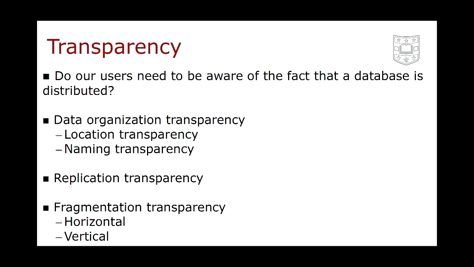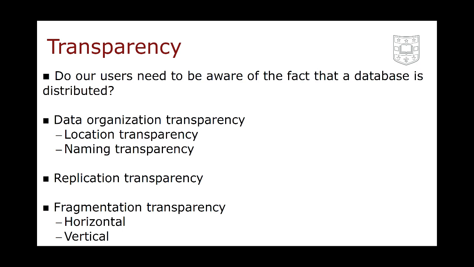So how much do our users know about the fact that the database is distributed? The ultimate goal here is that they don't know anything. But there are different forms of transparency that we should be aware of as well. So location transparency is kind of what I was just describing. Do I know what server I'm talking to? Do I know where that server is or not?